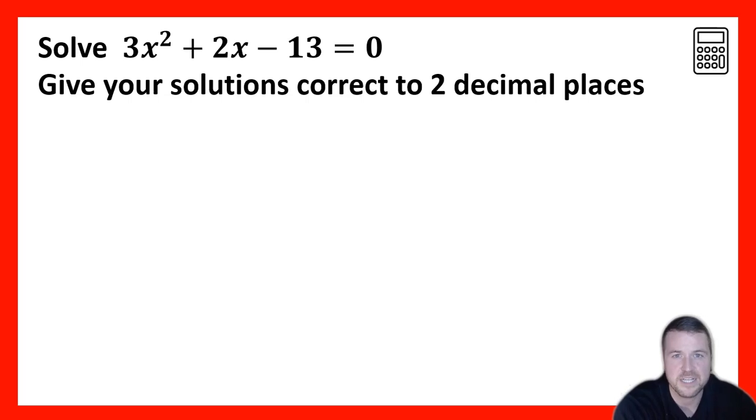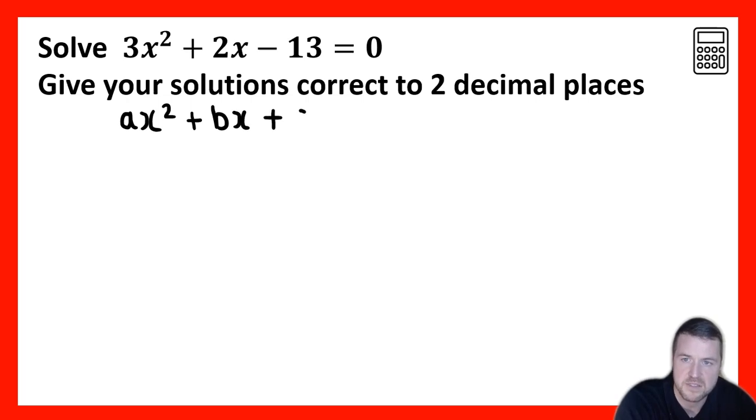A quadratic equation is a second degree polynomial equation in the form ax squared plus bx plus c equals 0, where a, b and c are constants and a cannot be equal to 0. The solutions to a quadratic equation equal to 0 are the x values where the graph crosses the x-axis. These are also called the roots or zeros of the equation.